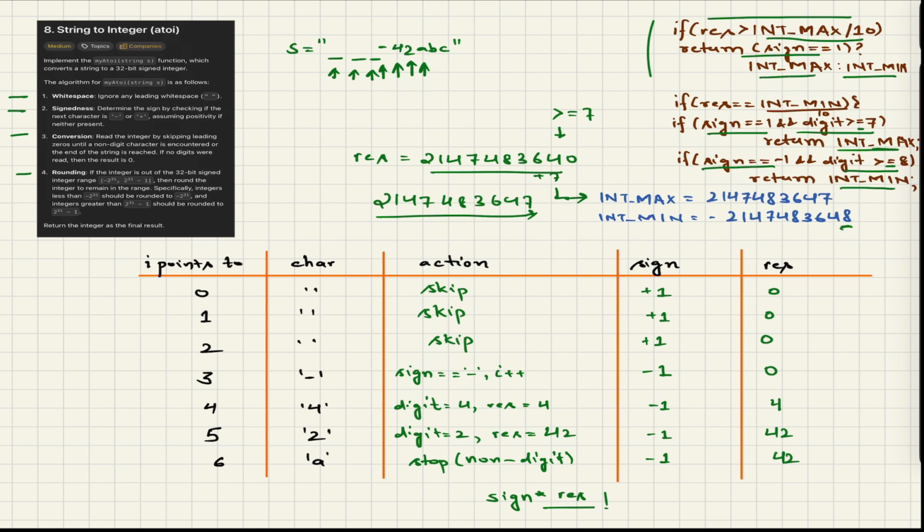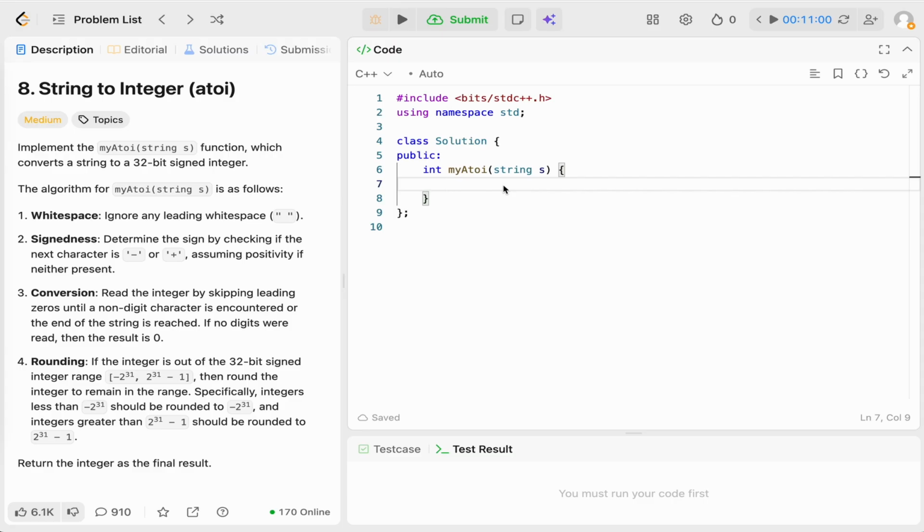I hope we'll understand it better when we code. So let's move to coding. Okay, moving towards coding. First, we'll note down the size of the string. So we'll say int n is equal to int of s dot size. Okay, we'll also initialize the variable i equal to 0.